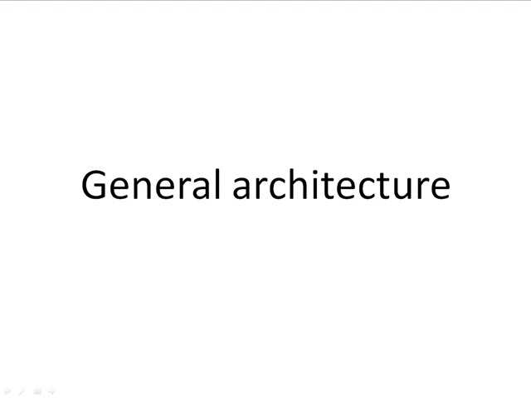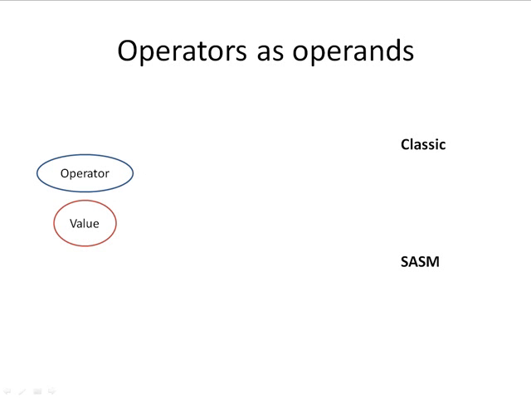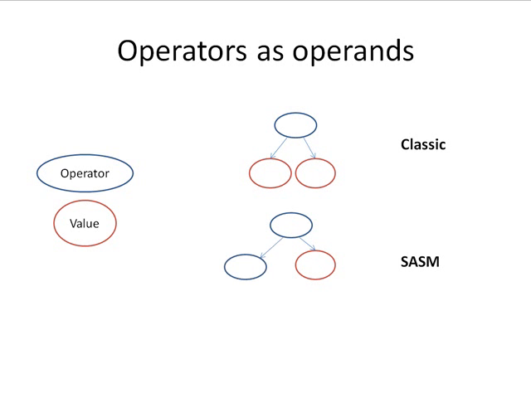Okay, now I will give you a brief overview of the general architecture of the SASM processor. The first thing I will talk about is the capability of using operators as operands. In classic assembler, an operator may use only fixed values such as integers and memory addresses as operands. In SASM, on the other hand, an operator may use values as operands, but also may use other operators as operands, which at the same time may use both operators and values as operands.